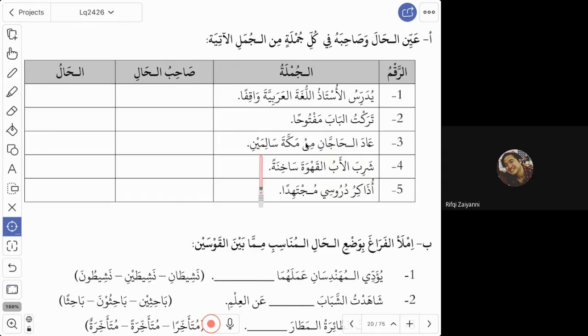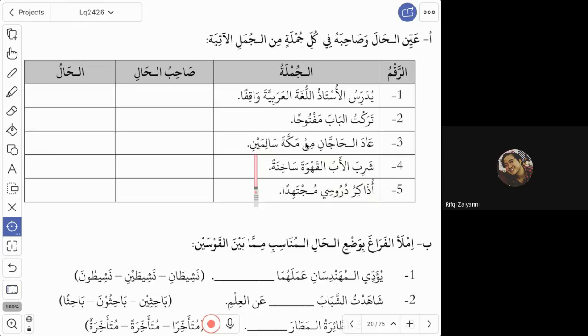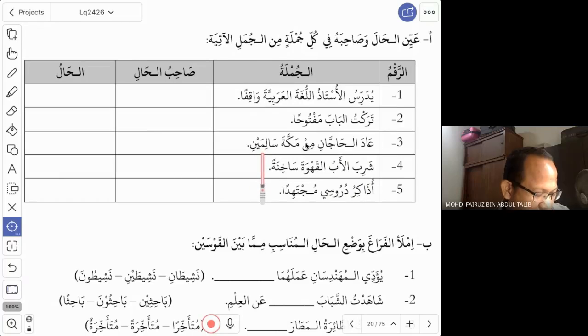What is the word again? Two pilgrims got back from Mecca in peace. Salim, in peace, peacefully. Yes, we can say peacefully, or they were safe. They returned from Makkah safely. Salim is safe, sound, in good condition. The two pilgrims returned from Makkah in a safe condition.